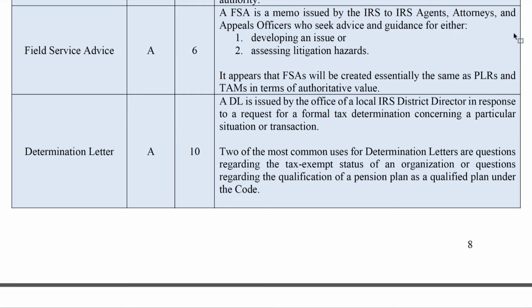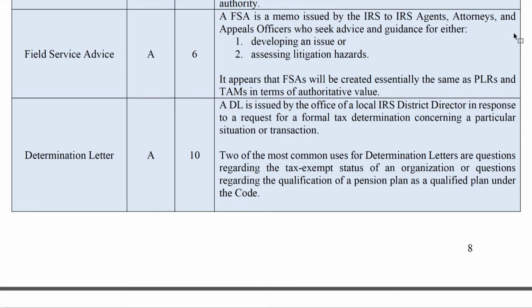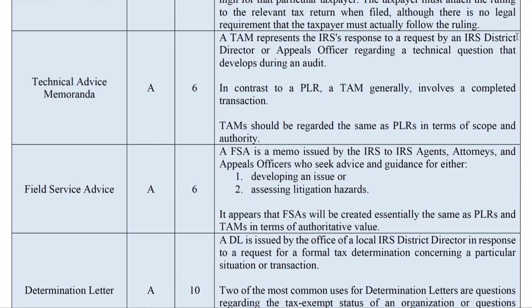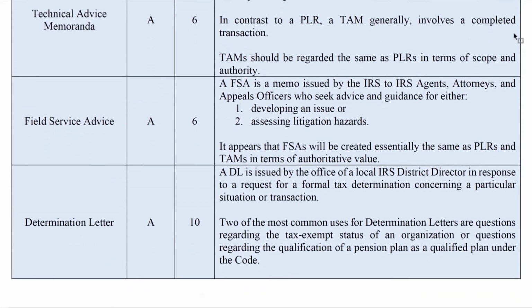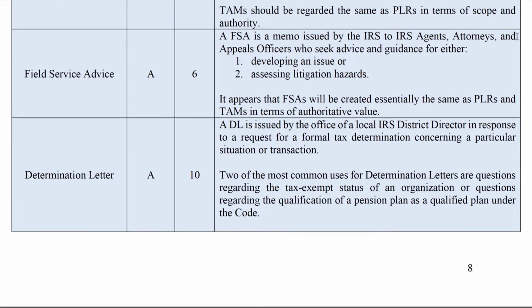So next thing we have is a field service advice. A field service advice, or FSA, is a 6 as well, administrative. It is a memo issued by the IRS to IRS agents, attorneys, and appeals officers, and it's kind of like a TAM in a way, a technical advice memorandum. This one, you're going through an audit, and they're talking about the hazards of litigation, developing an issue, and whether they think they have a good position or not, the IRS.